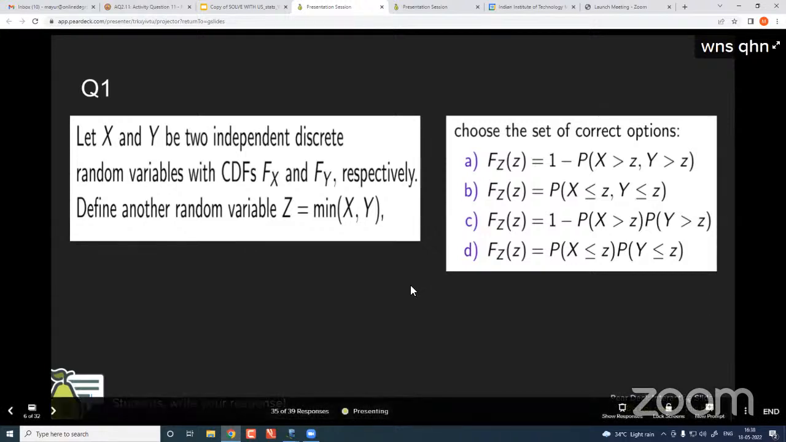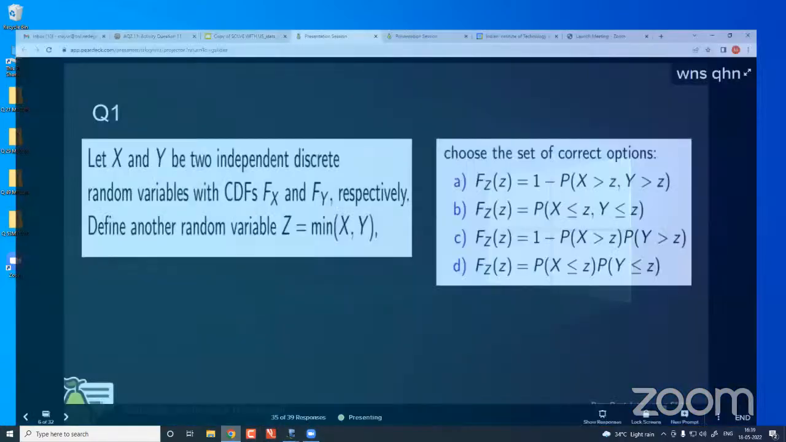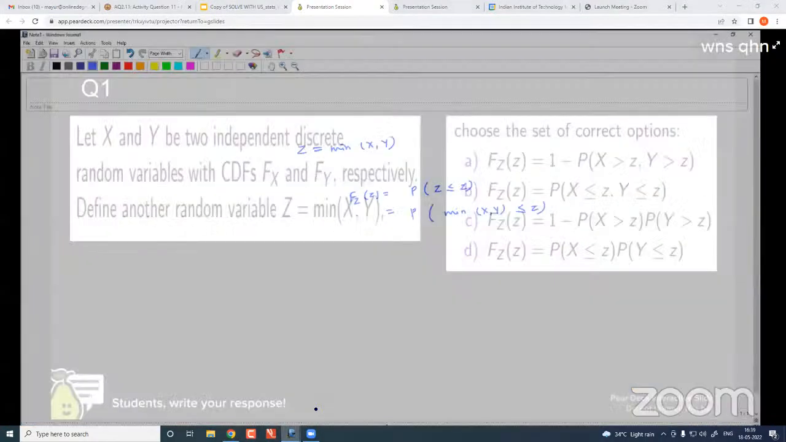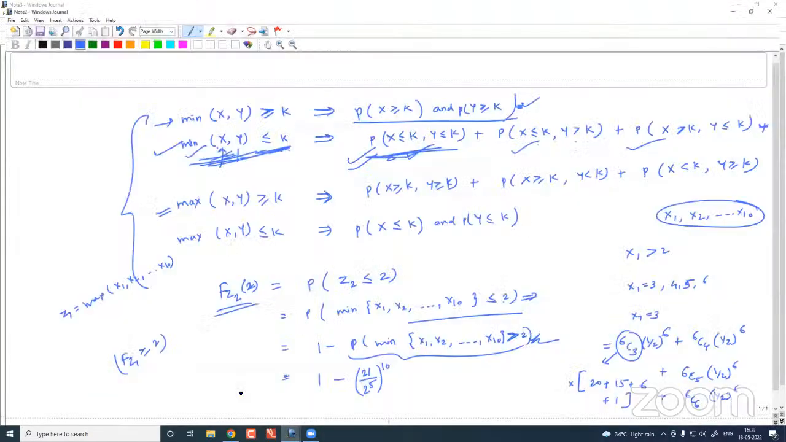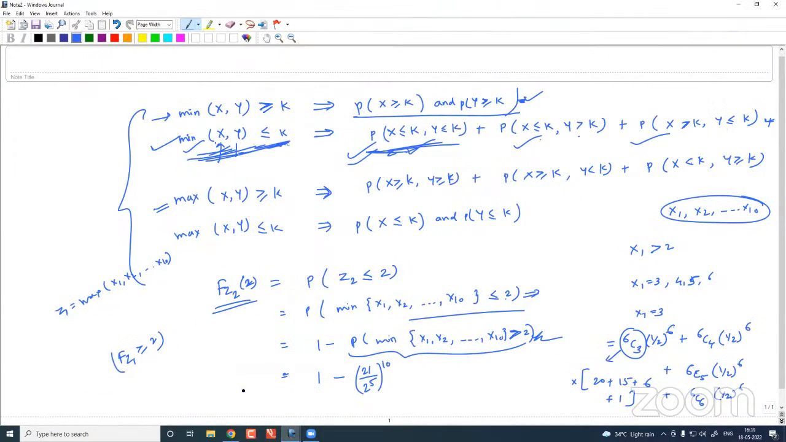Correct? But sir, even the first sentence looks similar to the B option, right? Probability that X is less than or equal to z and Y is less than or equal to z. Could you please show the screen with this B option and that option, and write on the same page so that we can differentiate? Okay, not this one. The other one.